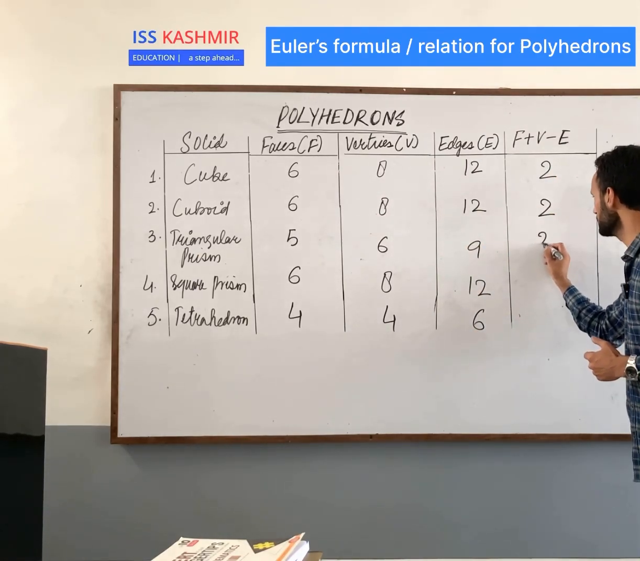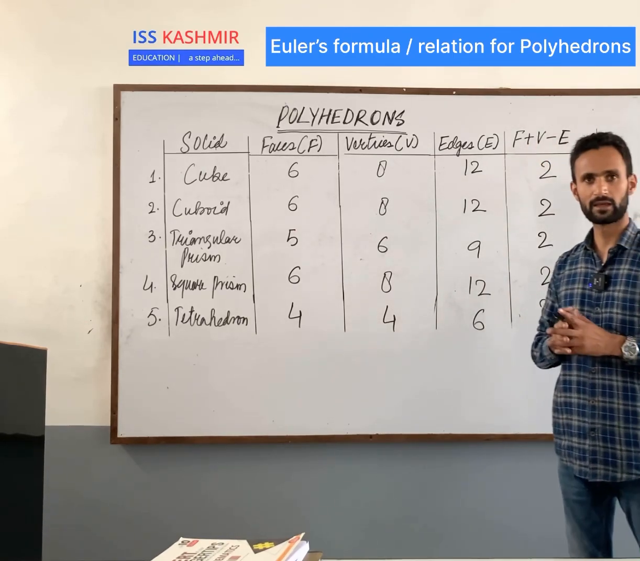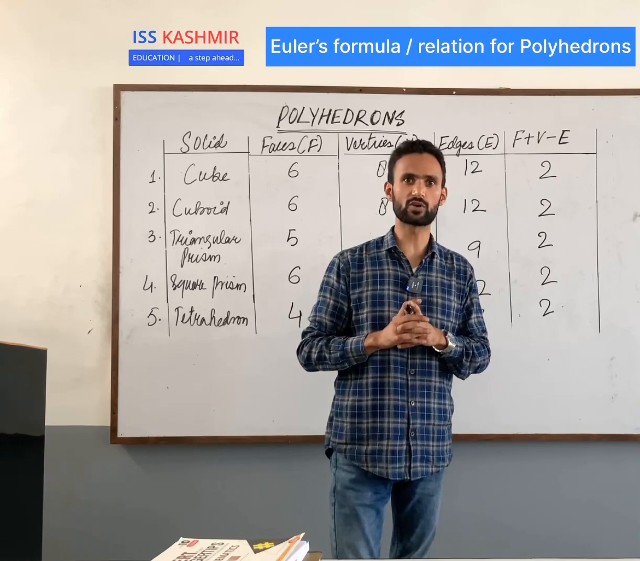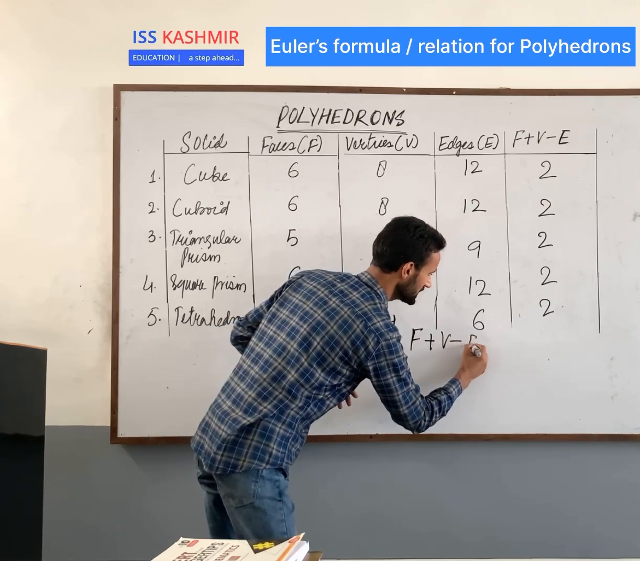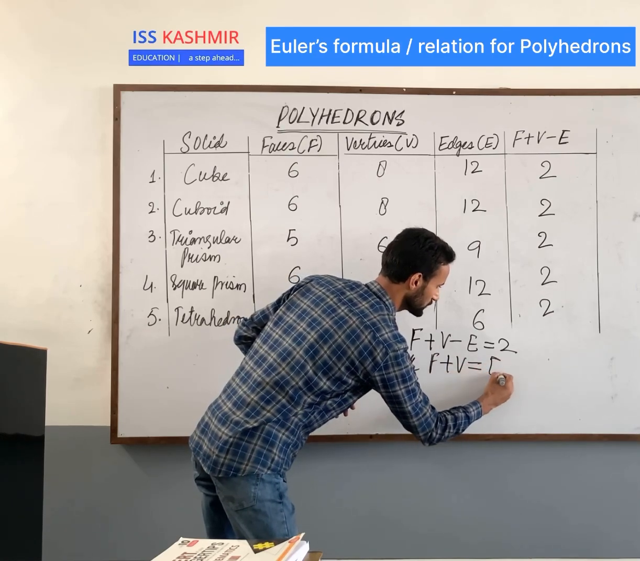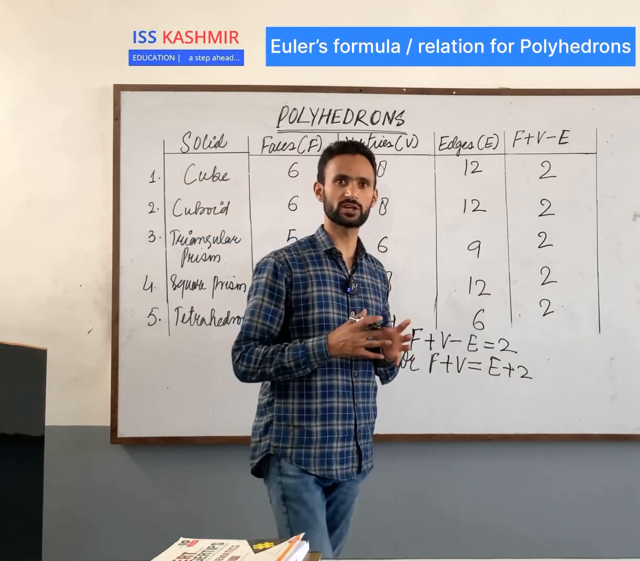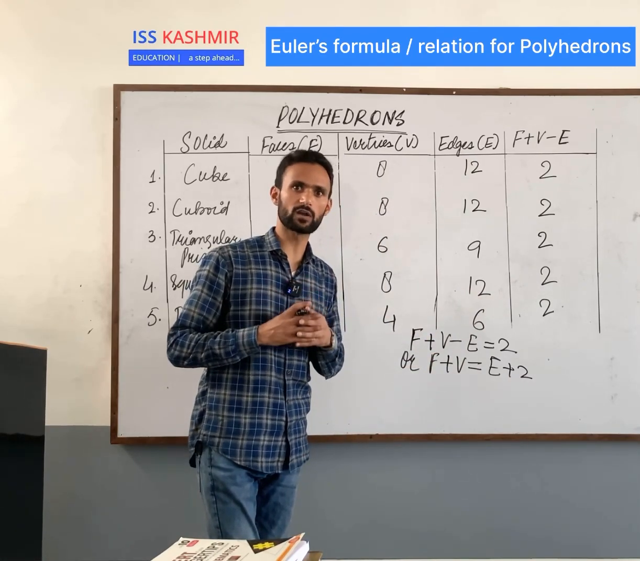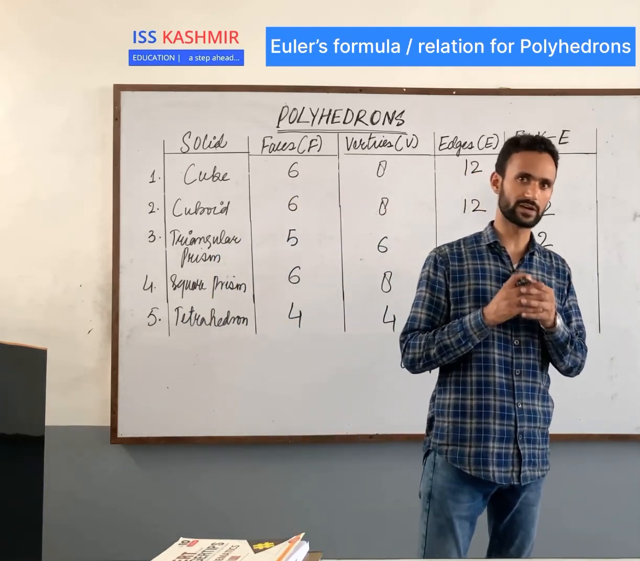In each polyhedron, the value of F plus V minus E is 2. Thus, the number of faces, the number of vertices and the number of edges of a polyhedron are related by the relation F plus V minus E equals 2, or we can say F plus V is equal to E plus 2. This relationship was first evolved by the mathematician Euler, and this relationship is known as Euler's relation or Euler's formula, which gives us a relationship between the faces, vertices and edges of different polyhedrons.